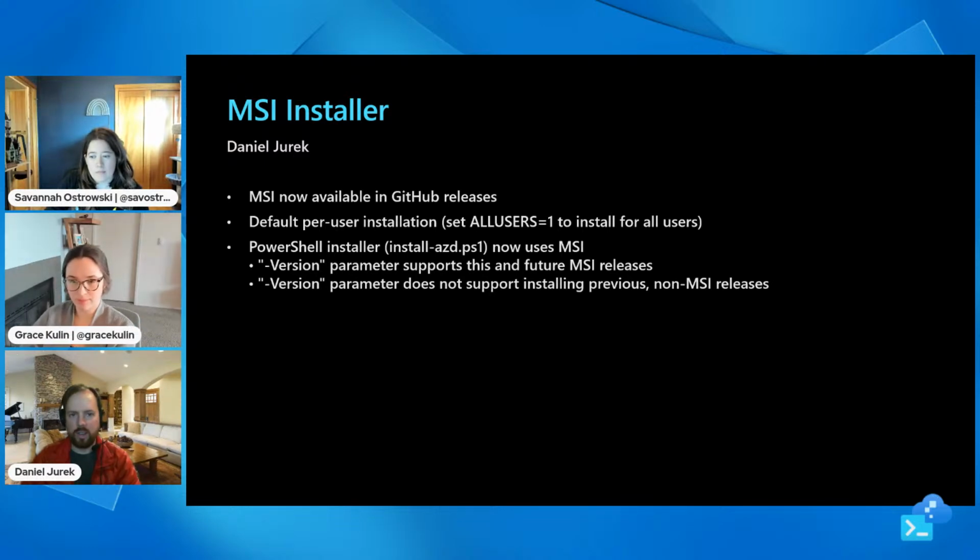If you want, there are other parameters that you can provide to the MSI. Those are documented for those more advanced deployment scenarios. We also updated our PowerShell installer to use the MSI directly instead of unpacking the binary out of the zip onto your machine. A couple of things to note there: the version parameter supports the current release and future releases, and it doesn't support any of the pre-MSI releases. If you want to do that, we have some documentation on how you can go and grab those files manually and put them in the right places.